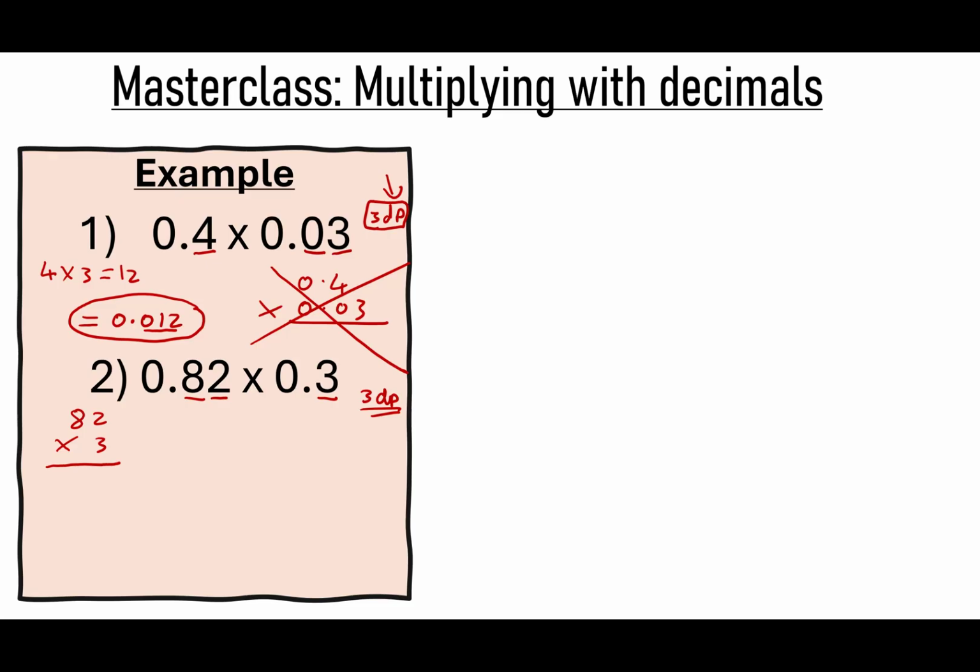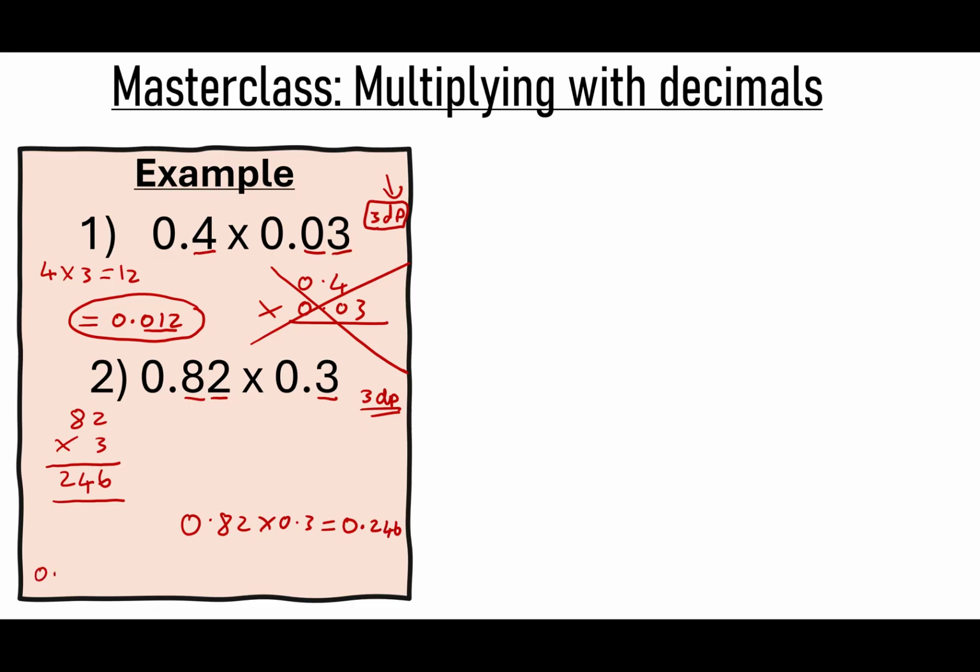Okay, so 82 times 3. So 3 times 2 is 6. And then 3 times 8 is 24. Okay, so I'm going to just pop the 24 there. Okay, so the 82 times 3 is 246. Therefore, 0.82 times 0.3 has the digits 2, 4, and 6, but we want three decimal places, so it's just going to be 0.246.